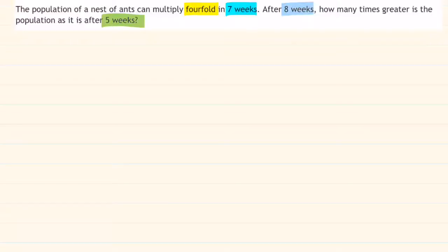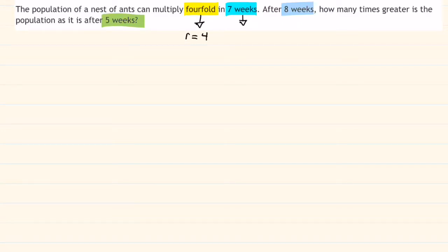The purpose of this example isn't really to solve it, but to see what happens when we're doing comparisons of the "how many times" variety, which is what this lesson's all about when we deal with earthquakes and pHs. So we're going to try and apply this to earthquakes. What fourfold in 7 weeks means is that every 7 weeks, the amount of ants is multiplying by 4.